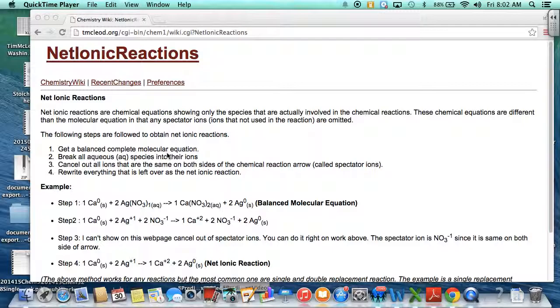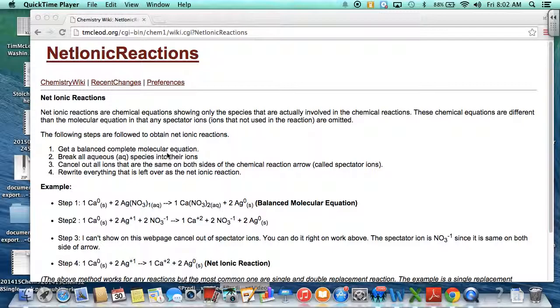However, the main use of net ionic reactions is single and double replacement reactions. So I will talk about the other ones in a different video. So a net ionic reaction, how are they different?